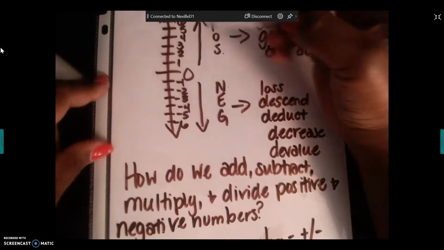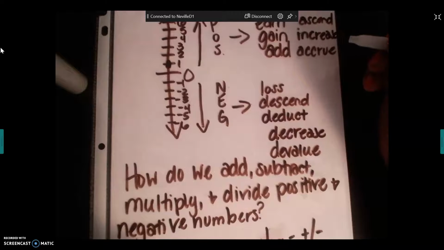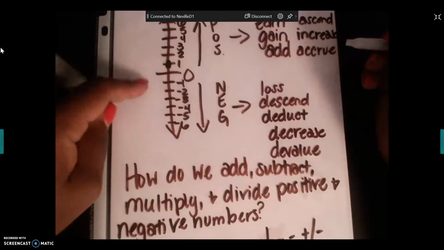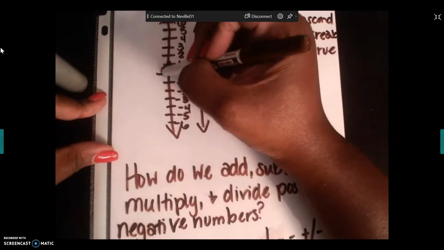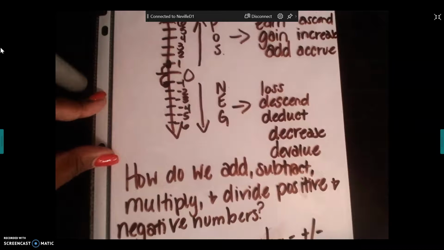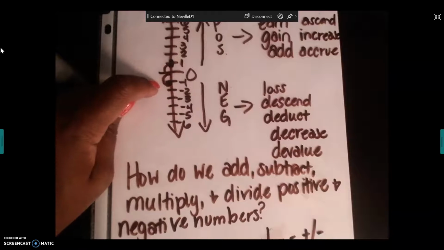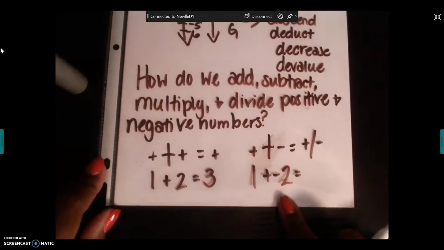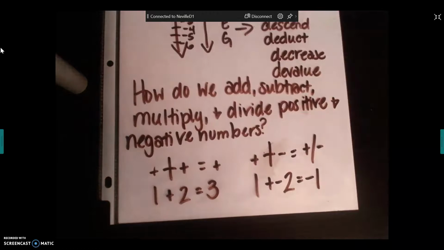So 1 is right here. If I'm adding negative 2, am I going down on this number line or going up? Negative 2, is that down or up from 1? So I'm jumping down 1, 2 places. So a positive 1 plus a negative 2 is going to be negative 1. We're going to look at what that looks like in the real world today.